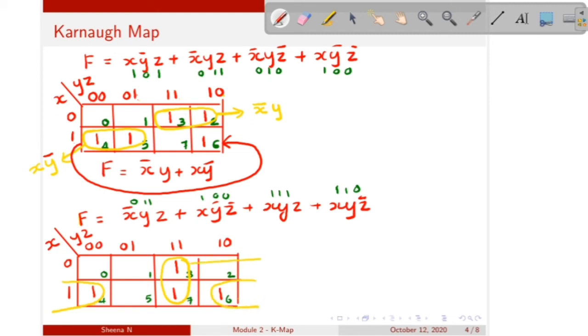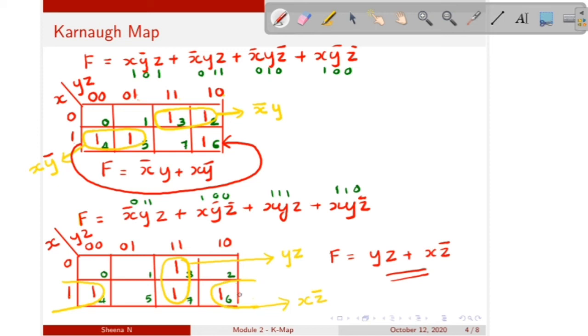For this pair, the Boolean expression: x can have value 0 and 1, so it is cancelled, and yz remains, that means yz itself. Then for this pair, x is 1, that means x itself. For yz, y is 0 and 1 and z is 0 only, so y is cancelled and we get z bar. So the minimized expression is f equal to yz plus x z bar.